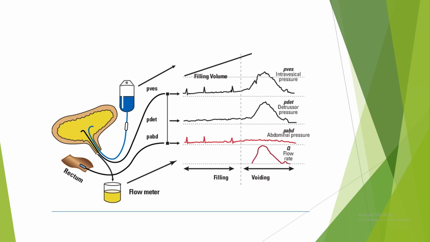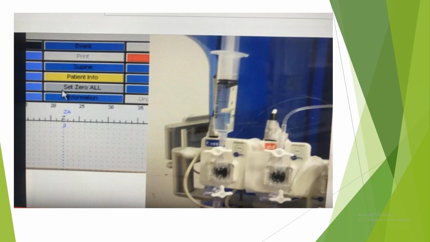So this is the set-up for how you are going to start your cystometry or feeling studies. Here you have to set the machine to zero. It is the first prerequisite that after inserting the catheters, before starting the study, you should set the machine to zero, so that you will avoid artifacts.